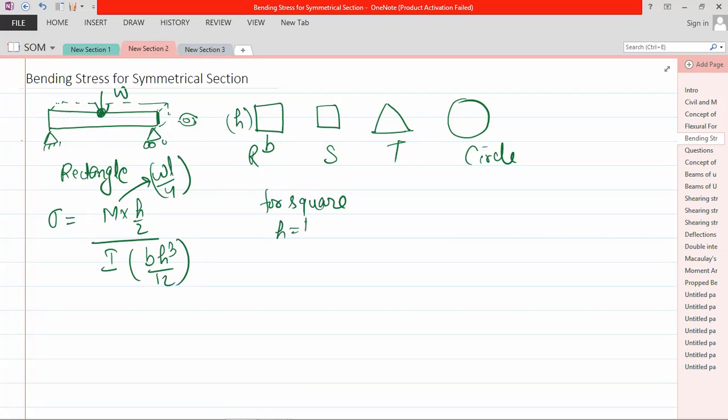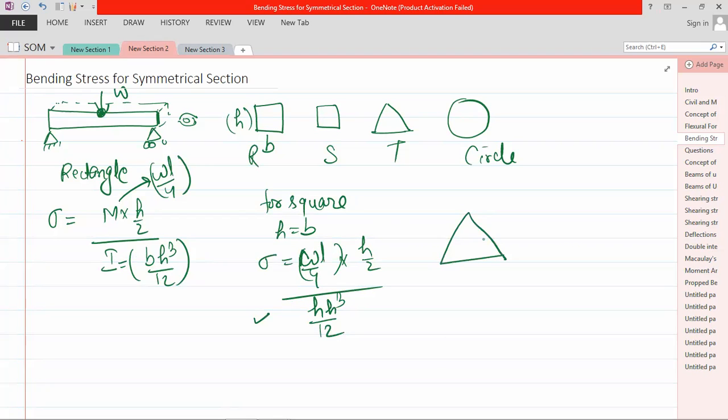For square, h is equal to B. So sigma is equal to WL by 4 into h by 2 upon B, which would be h into h cube by 12. This is for square.